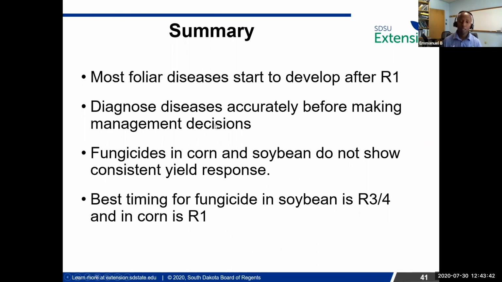Make sure you're diagnosing these diseases well, so that if you're making management decisions, they're based on what requires that management. For example, a fungicide application should be because you are seeing fungal diseases and not because of bacterial diseases. Fungicides in corn and soybean, we don't see a good consistent yield response to these products, but if you have to apply them, for soybean, R3, R4 is the best stage for looking at foliar diseases other than white mold. And then for corn, it's R1 if you're controlling these foliar fungal diseases.